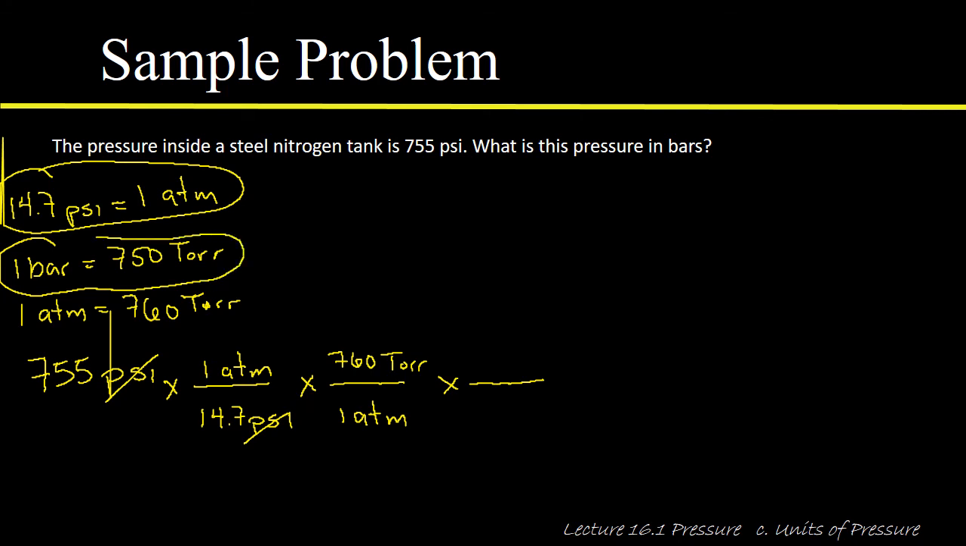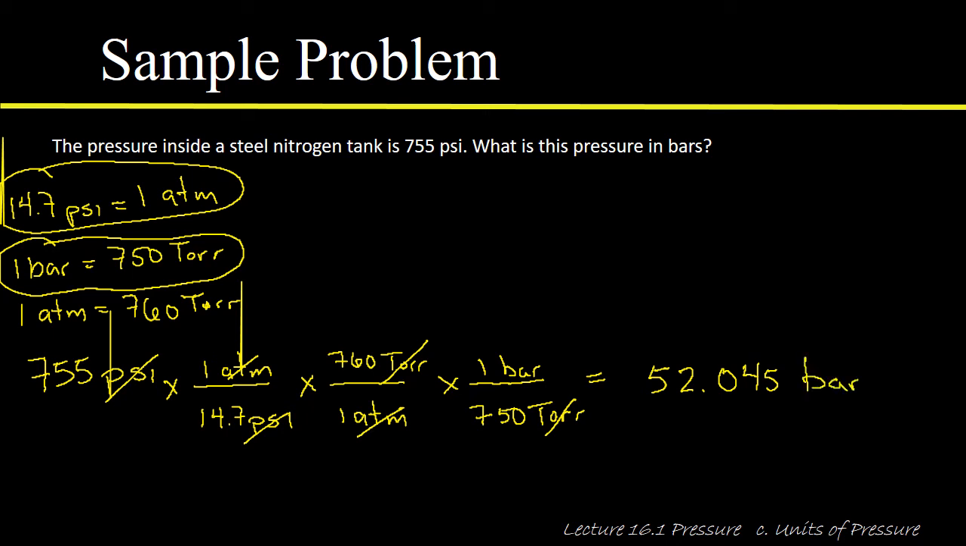Okay. And then our last step, we want to convert torr to bars. For that, we'll use this conversion factor here. And again, we want torr to cancel, so we'll put torr on the bottom. 750 torr is equal to 1 bar. Okay. Look at our units. Our atmospheres cancel. Our torr cancel. And that should give us our result in bars. If we run through the calculation and put those numbers in our calculator, we end up with 52.045 bars.